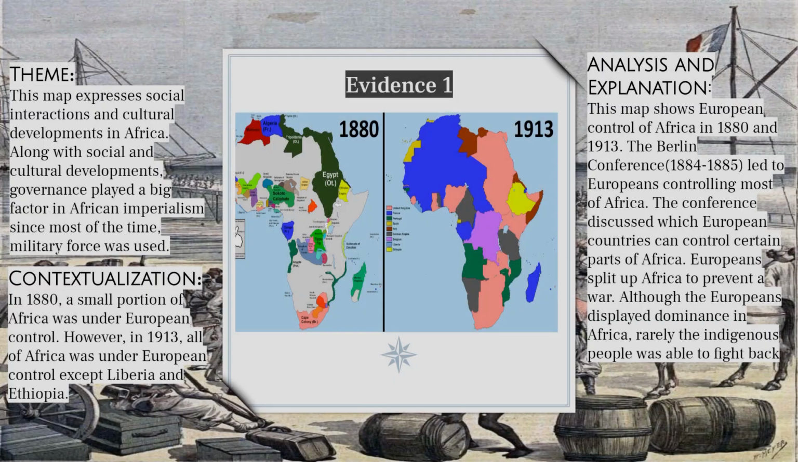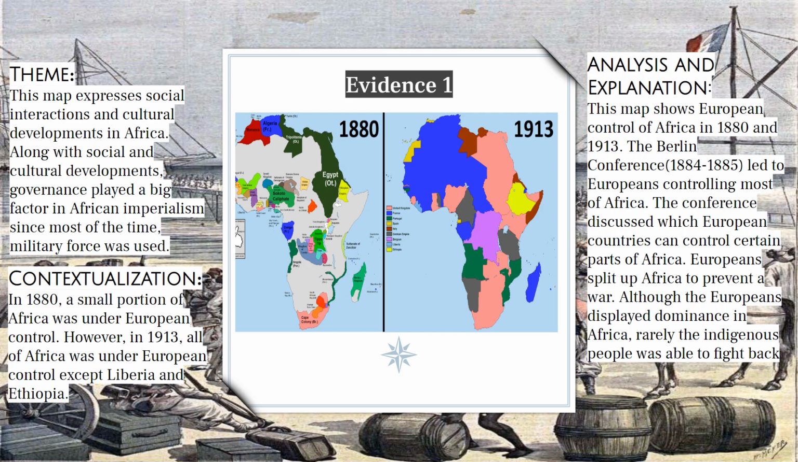As you can see, the first piece of evidence we have is a map of Africa. What's significant about this map is that it shows a comparison of how Africa was divided by the European countries over time. As you can see, the spread of some European countries increased and some decreased. This was the result of the Berlin Conference. The Berlin Conference was a meeting where the European powers discussed who can control certain parts of Africa. The interesting part of this is that the natives that lived in Africa had no input in this conference.